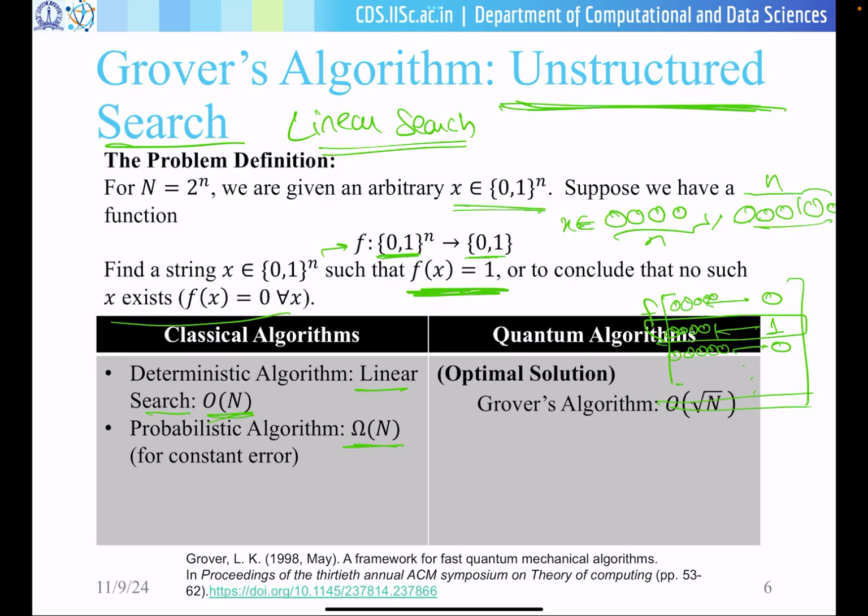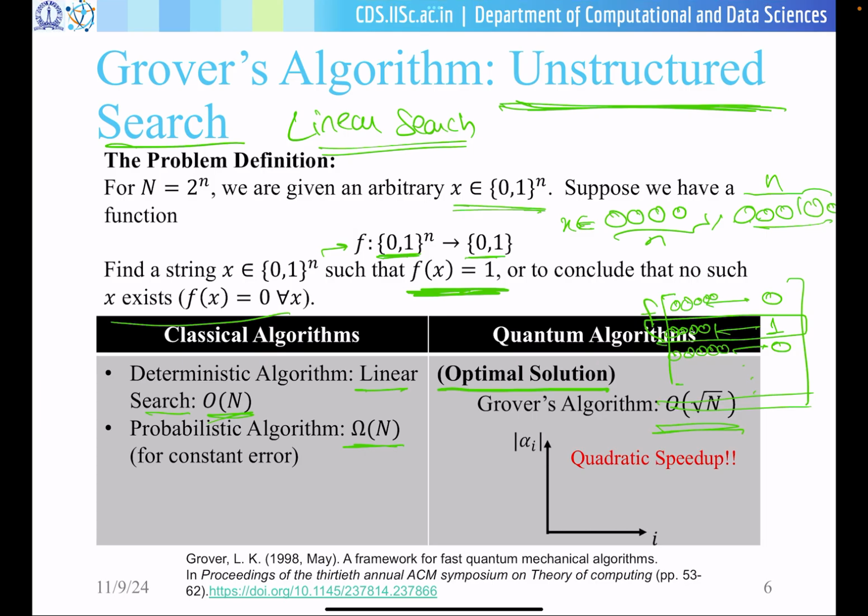But let us talk about the optimal solution, which is Grover's algorithm. Grover's algorithm does the same thing in O of root n. So you see there is a quadratic speed up over here. Now it might not seem a very good speed up because it's just quadratic, but mathematically it has been shown that this quadratic speed up is actually the best we can get for an unstructured search algorithm. The best possible time complexity that we can get for unstructured search is O of root n, and that's what Grover's algorithm achieves. So it's an optimal solution to this unstructured search problem.